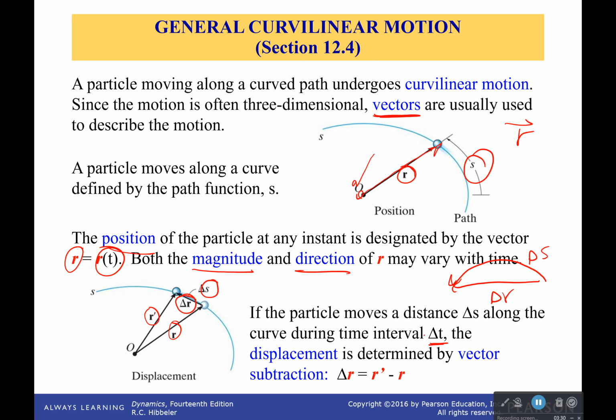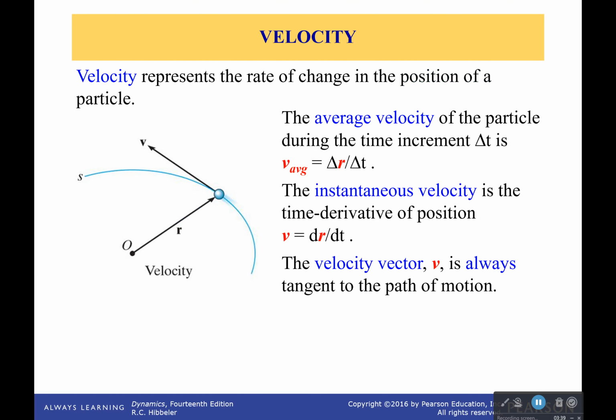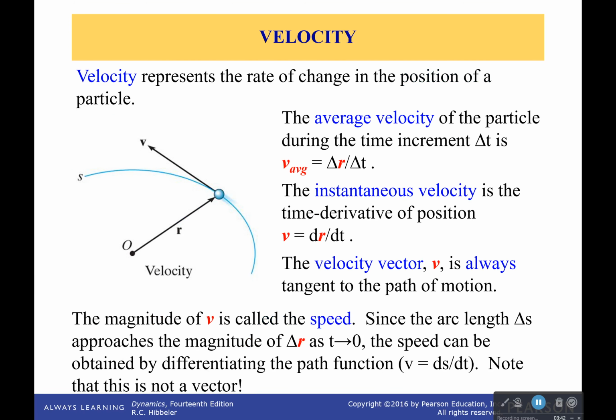This will happen during a time interval t. Now hopefully this is all looking very familiar. Like, wait a second, delta r over delta t, isn't that velocity? And you would be correct. That would be the average velocity.